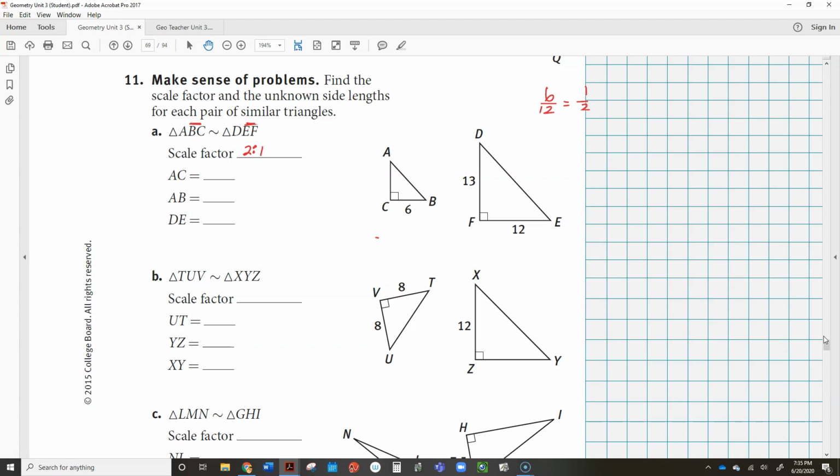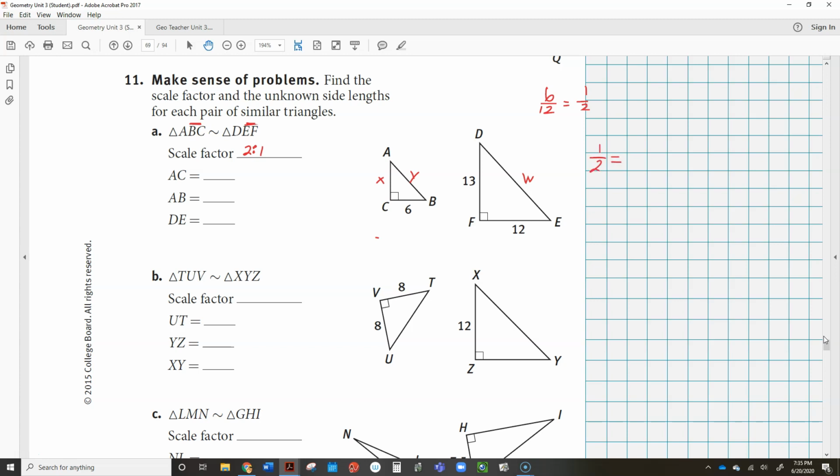So they want us to know how big is AC. We're going to call that X. And then they want AB. We'll call that Y. And then they want to know how long is DE. We'll call that W. So we're going to write a ratio; you can use 1/2 or 2 to 1. We'll do it both ways to show you that it doesn't matter.